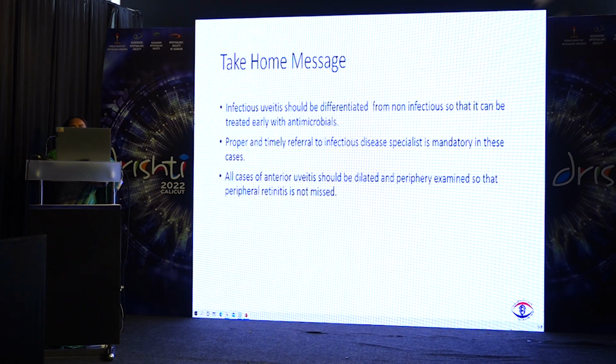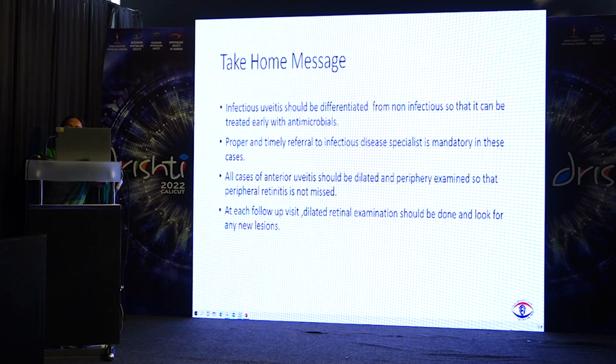All cases of anterior uveitis, as Natasha said, should be dilated and the periphery examined so that peripheral retinitis is not missed. ARN presents with anterior or intermediate uveitis and you might miss the peripheral retinitis. At each follow-up visit also, dilated retinal examination should be done and you should look for any new lesions. Thank you.